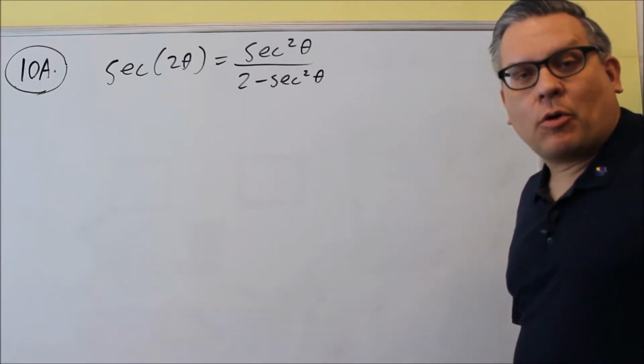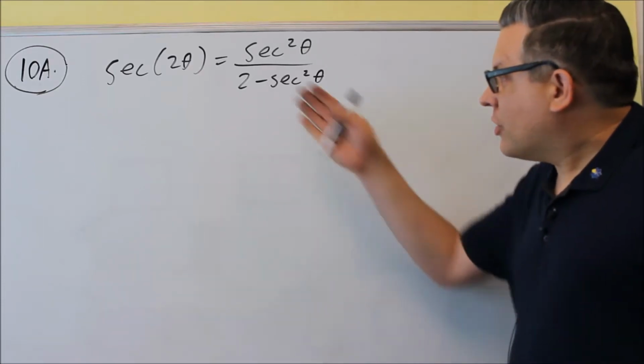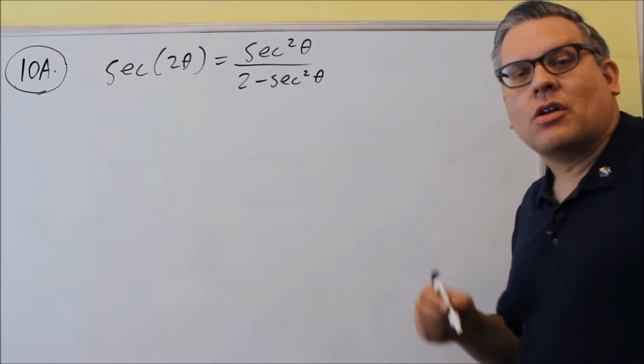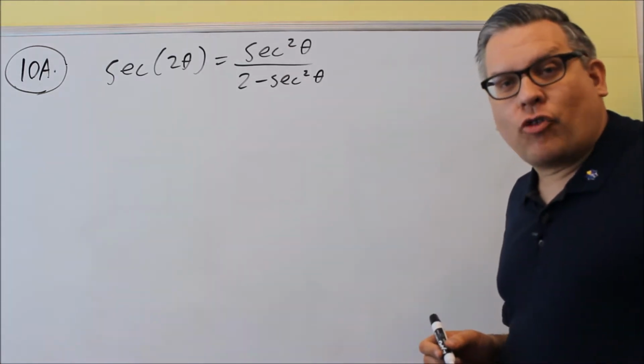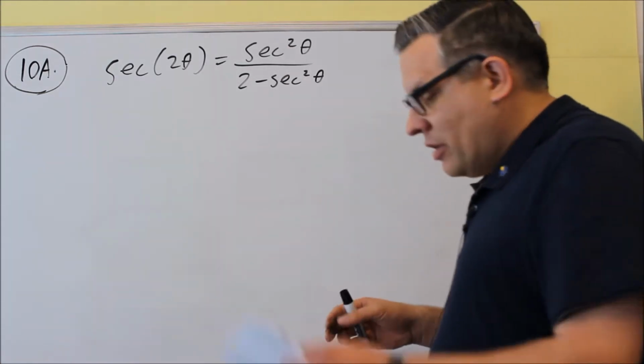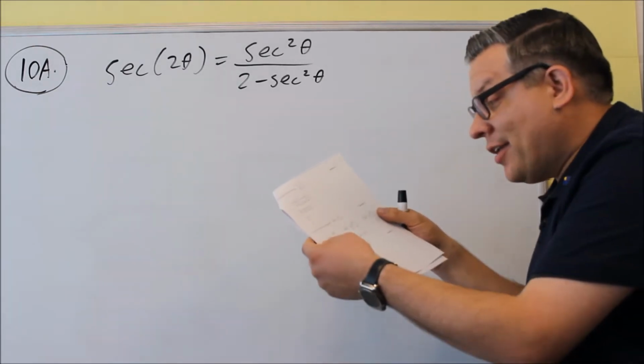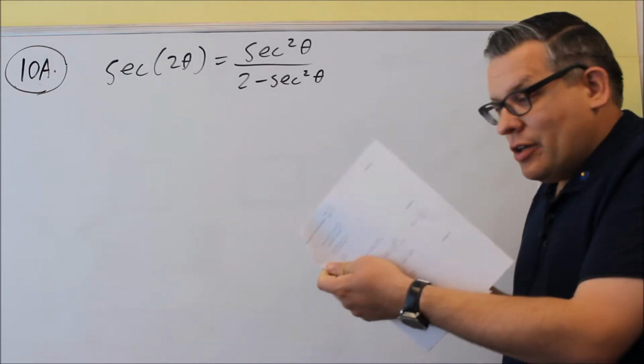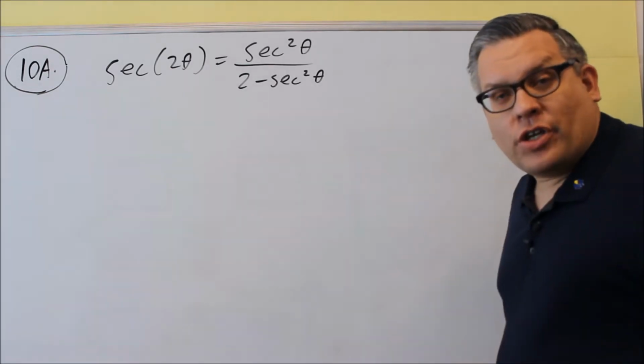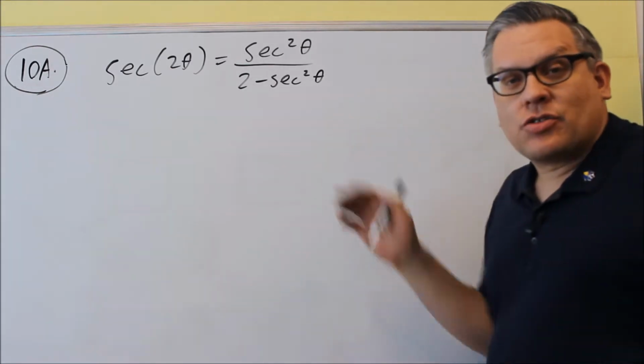Number 10 is another problem where we have to verify the identity. This is going to be coming from the section that talks about double angle and half angle formulas. As far as the test is concerned, if you take a look at number 10, both of them have a double angle in there only, and so that's the only identities you'll have to know.